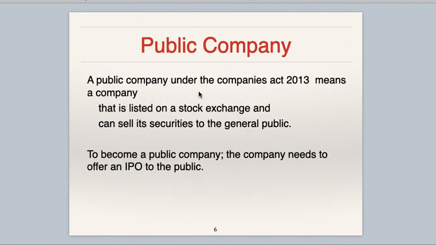Now we'll see what is a public company. A public company under Companies Act 2013 means a company that is listed on a stock exchange and can sell its securities to the general public. So if these conditions are satisfied, you can call the company a public company as per Companies Act 2013. That is a company which is listed on a stock exchange and which can sell its securities, that is shares, to the general public. To become a public company, the company needs to offer an IPO to the public.